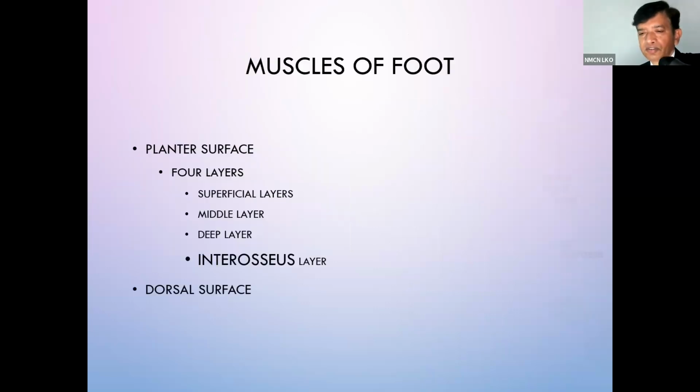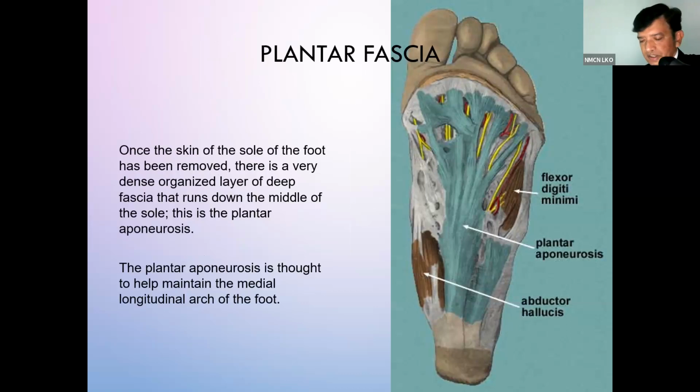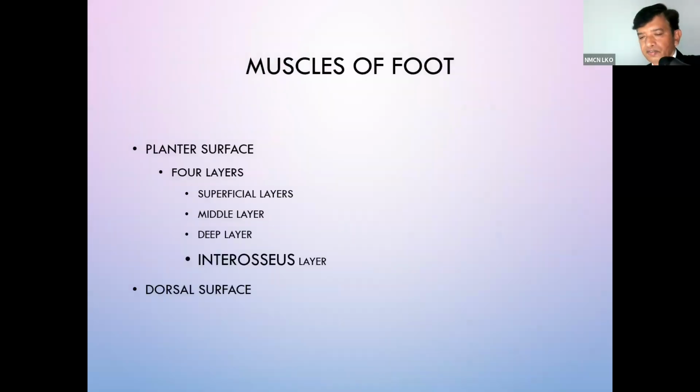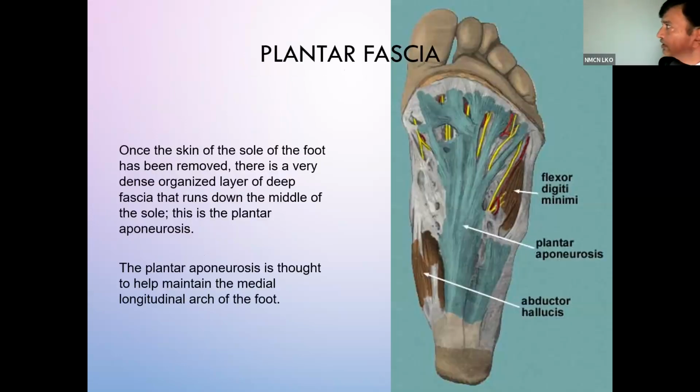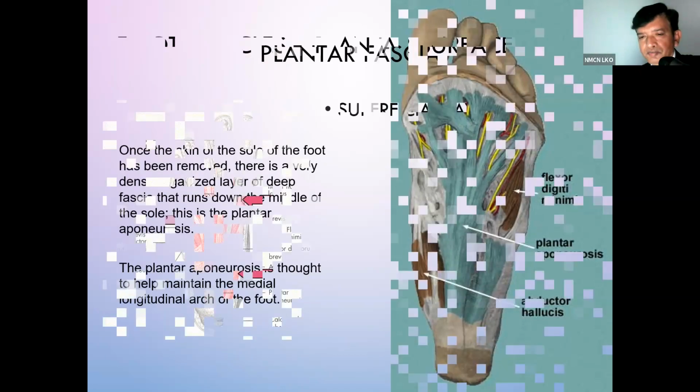Now come to the muscles of the foot. They have different layers. There are 4 layers: the superficial layer, then the middle layer, the deep layer, and then the interosseous layer. And there is a muscle layer on the dorsal surface. In the plantar region, the lowermost layer is the plantar fascia or plantar aponeurosis, which acts as string-like support to the longitudinal arch.